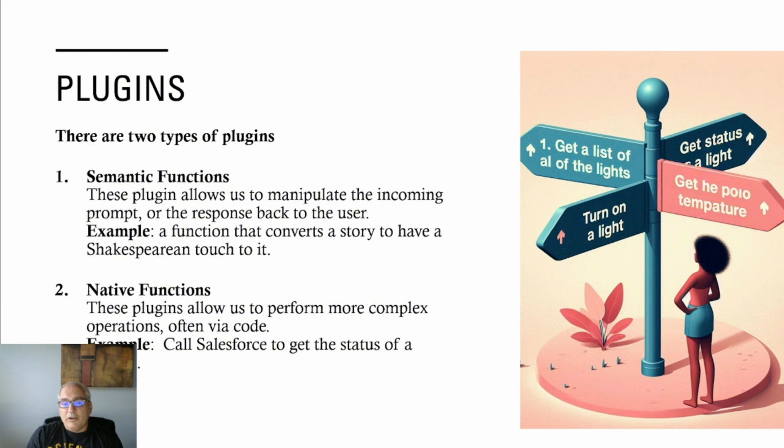So that's one. The second one, which we'll be focusing on in the demo, is a native function. This is where you're looking to do something a little more beyond that. Maybe using code, but maybe not. You can certainly create a function with just JSON. But if you wanted a more complex example, you would definitely need code. An example of that is, you want to call Salesforce to get the status of a request. That would require code and thus would be a native function.